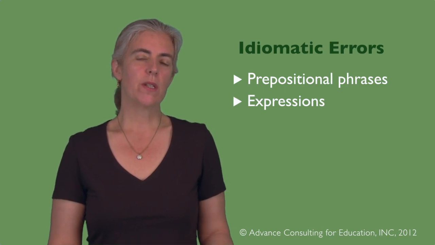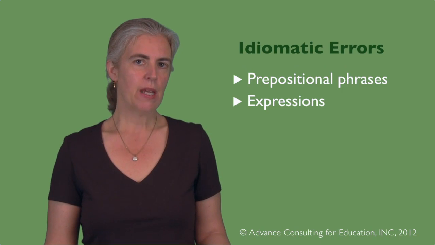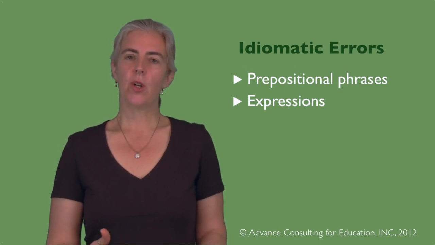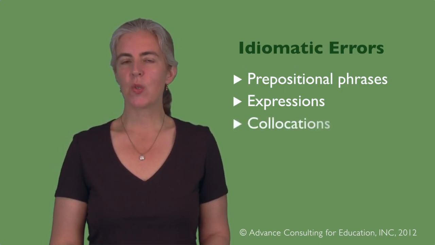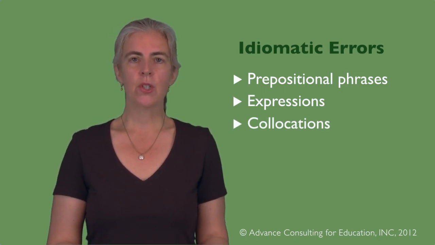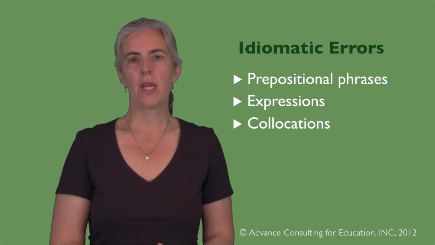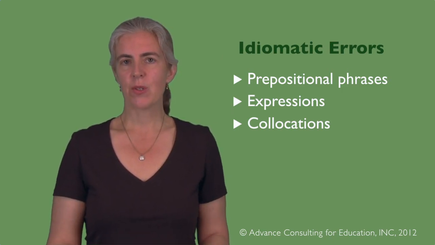And so when students make those errors, we call those idiomatic errors. And that could also extend to a kind of collocation as well, where the student has just used the incorrect word to use in conjunction with another word. They selected the wrong verb, that kind of thing. Those would be idiomatic errors. And again, the teacher needs to decide whether or not to address those.